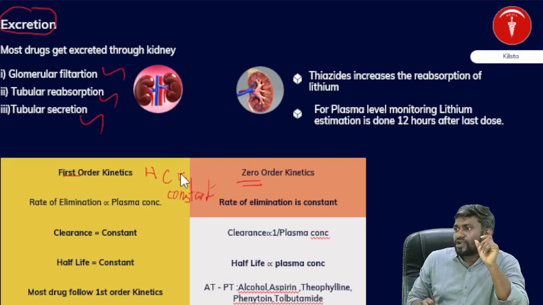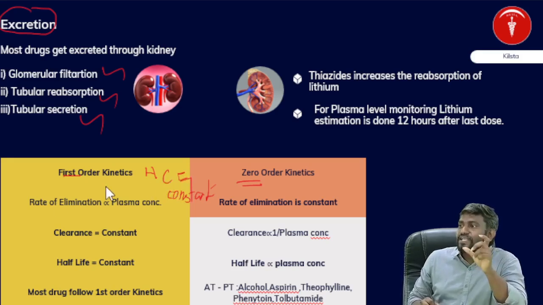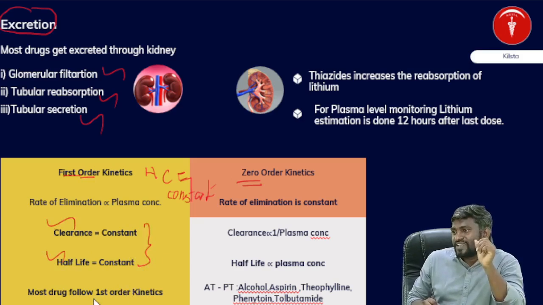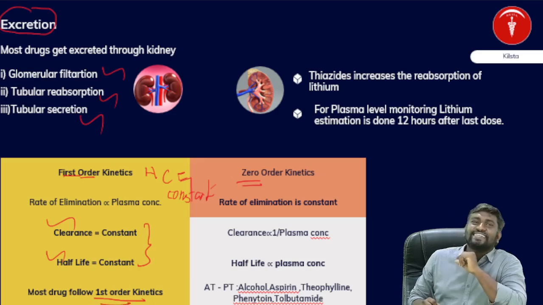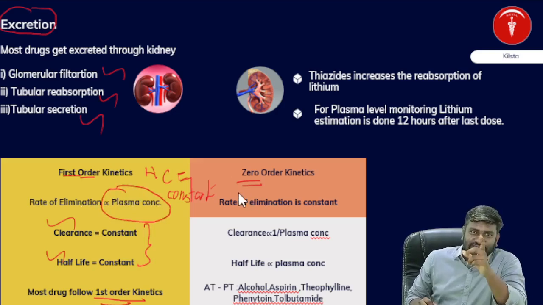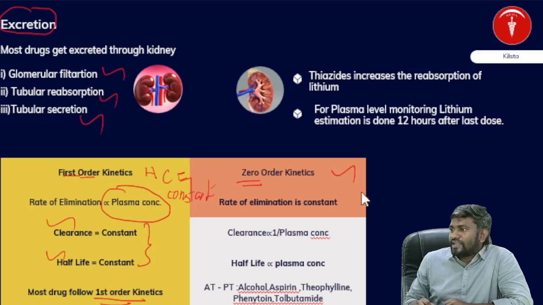Now remember HC for high court also. Remember, most of the high court orders are always constant and most people do follow it. Similarly, for first order kinetics, HC, half-life and clearance are going to be what? They are going to be constant, and most of the drugs follow first order kinetics. Yes, and the rate of elimination is directly proportional to plasma concentration. Now about zero order kinetics, remember, the rate of elimination is going to be what? Constant.